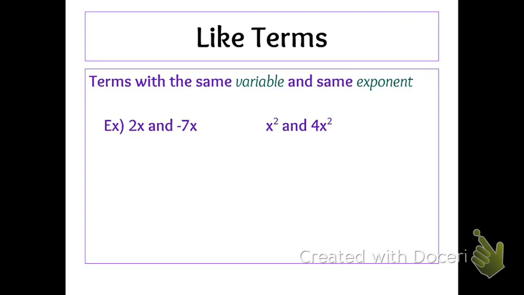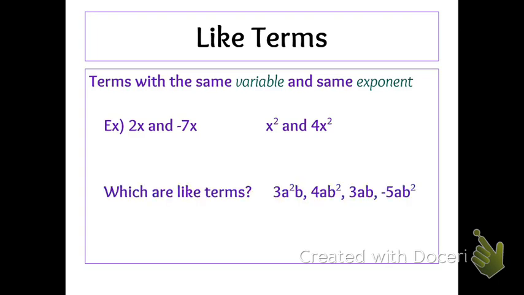So 2x and x squared, those are not like terms. Even though they both have x's, they're not exactly the same because one is an x and one is an x squared. So it has to have identical variable parts.